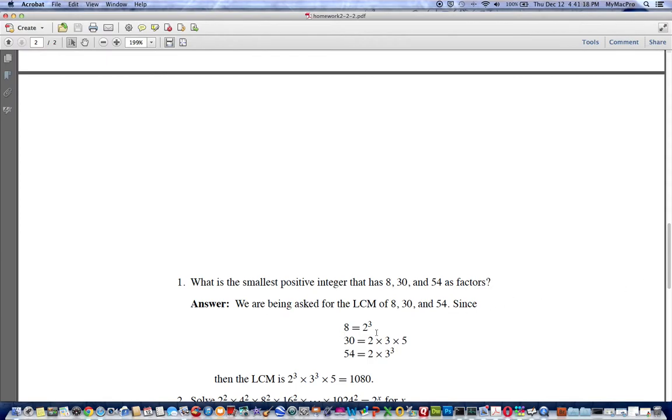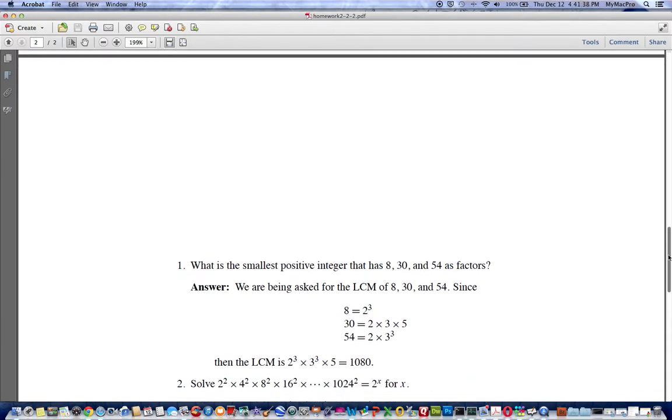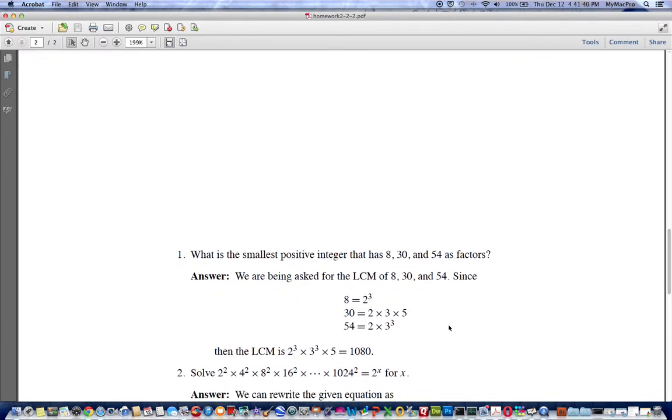So 8 is 2 cubed, and 30 is 2 times 3 times 5, and 54 is going to be 2 times 27, which is 3 cubed. So if you look at the least common multiple, 2 is the GCD, in fact. So the least common multiple is going to be 2 cubed times 3 cubed times 5.